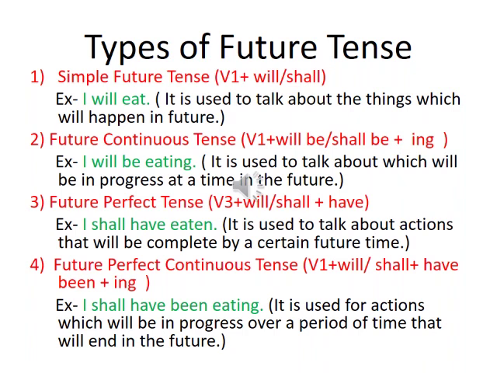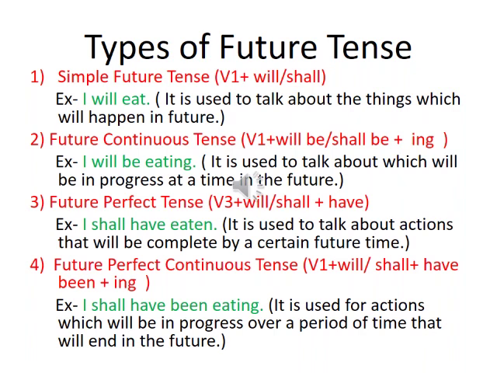Next type is future perfect tense. V3, or we can say the third form of verb plus will or shall plus have. For example, I shall have eaten. Means in this type of sentence, we talk about action that will be completed by a certain future time.